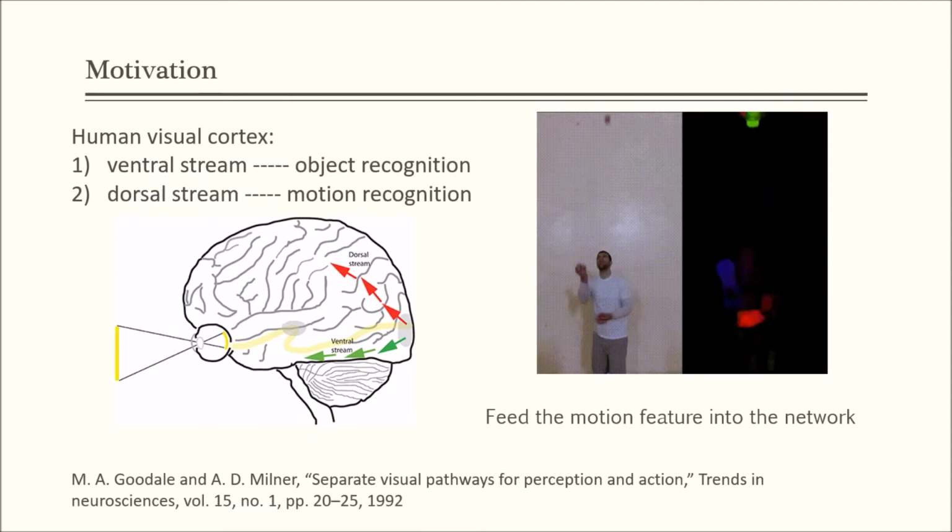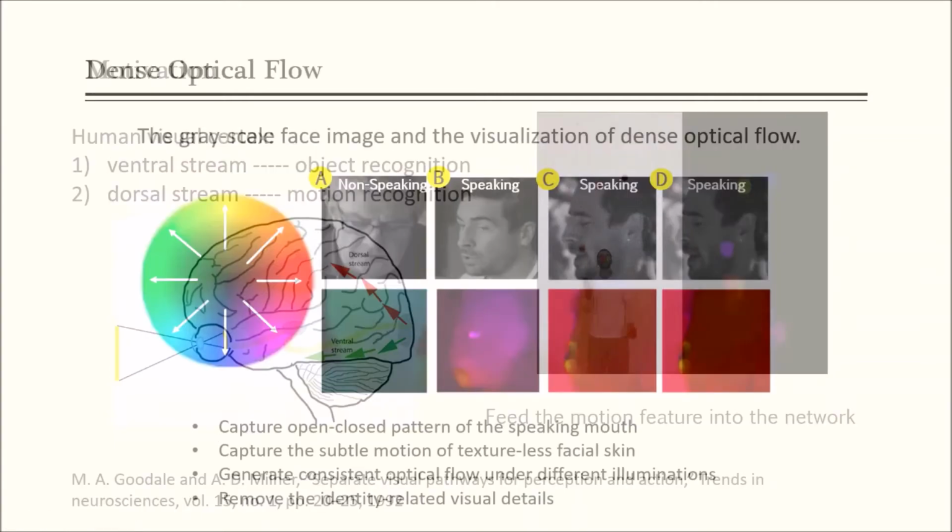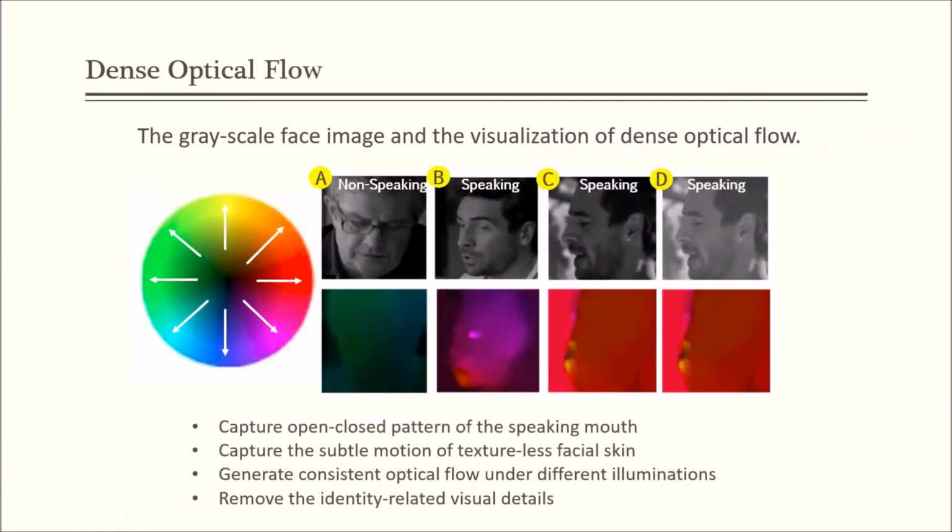In the literature of human visual perception, the human visual cortex contains two pathways: the ventral stream, which performs object recognition, and the dorsal stream, which recognizes motion. But existing active speaker detection methods mainly learn the visual embedding only from a stream of raw images. Therefore, we aim to advance the representative ability of the visual embedding by incorporating a motion stream. Accordingly, we can incorporate optical flow into the model to enhance the motion recognition.